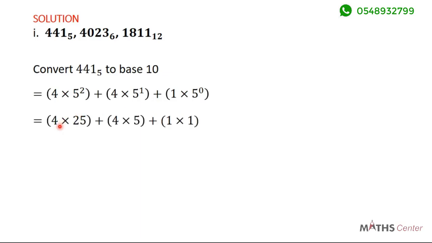So we have 4 times 25 plus 4 times 5 plus 1 times 1. 4 times 25 will give us 100, 4 times 5 will give us 20, 1 times 1 will give us 1. We add everything here and we are getting 121. So we can say that 4415 base 5 will give us 121 in base 10.